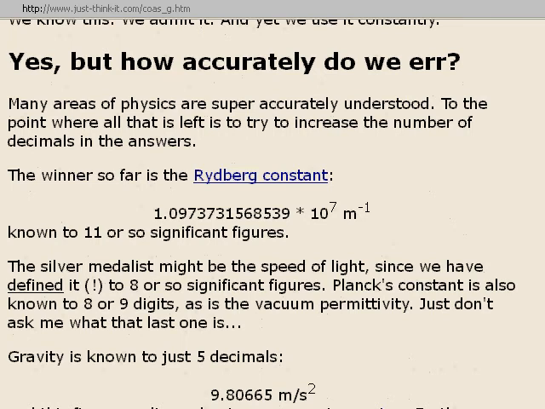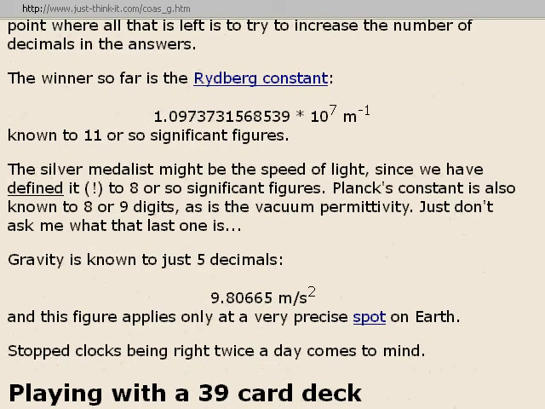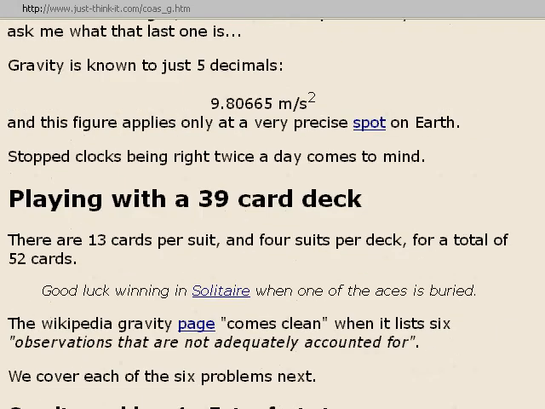The silver medalist might be the speed of light, since we have defined it to 8 or so significant figures. Planck's constant is also known to 8 or 9 digits, as is the vacuum permittivity. Just don't ask me what that last one is. Gravity is known to just 5 decimals, 9.80665 meters per second squared, and this figure applies only at a very precise spot on Earth. Stopped clocks being right twice a day comes to mind. Playing with a 39-card deck.